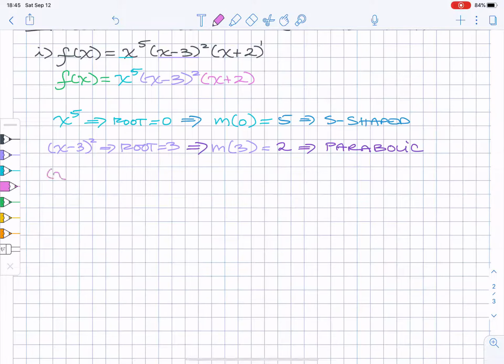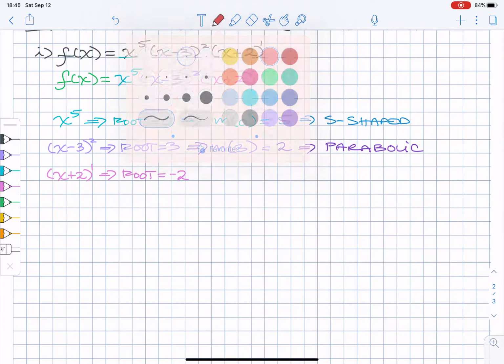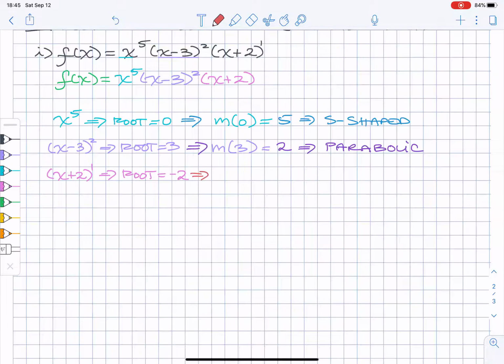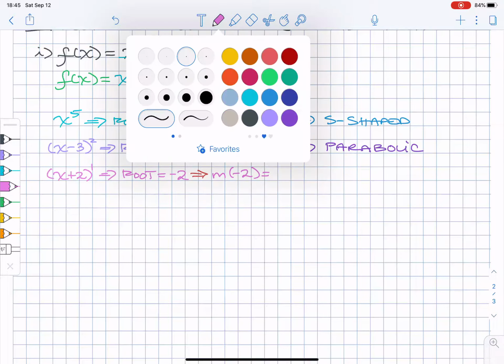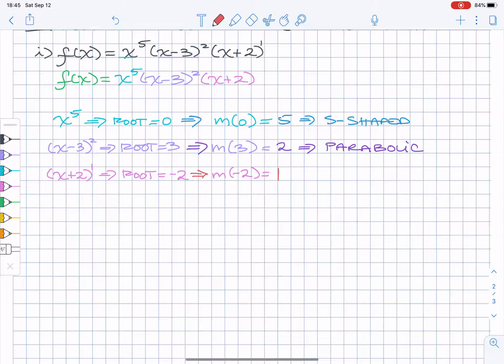Let's look at the final factor, x plus 2 to the first power. This implies that the root is going to be negative 2. It's whatever makes that factor 0. So the multiplicity of negative 2 is the power on that factor, which is just 1. So 1 is going to be linear.